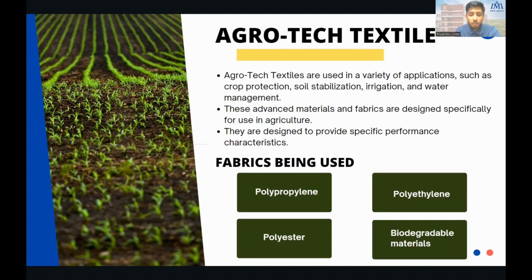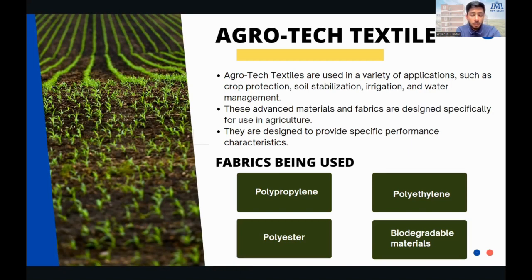Polyethylene is another material which is being used in agrotech textiles. Polyethylene is a lightweight, durable material which is used for applications such as mulch films, irrigation tubing, and greenhouse covers.